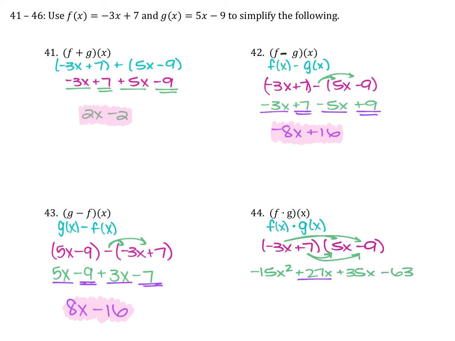You have like terms here with the 27x and the 35x, so combine them. The 27 plus 35: 7 plus 5 is 12, keep the 2, carry the 1. 2 plus 3 plus 1 is 6. So that's positive 62x. We'll just rewrite it. Negative 15x squared plus 62x, and then that minus 63 drops down. So you just have negative 15x squared plus 62x minus 63.